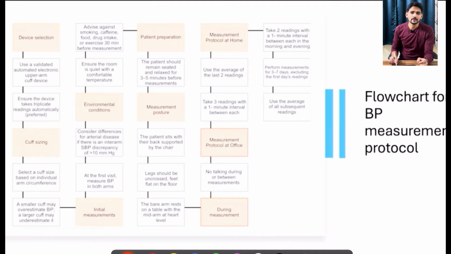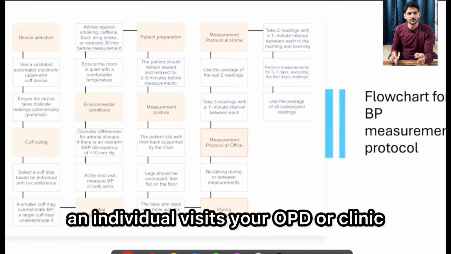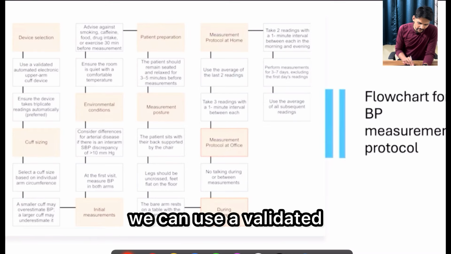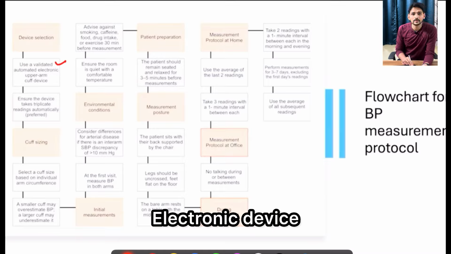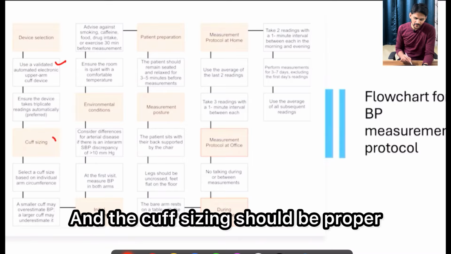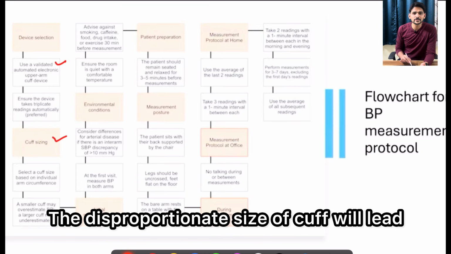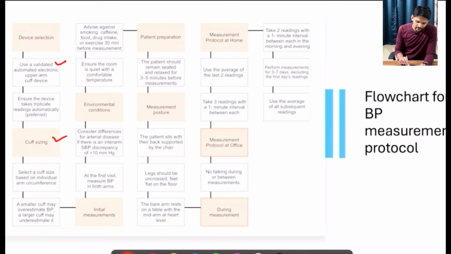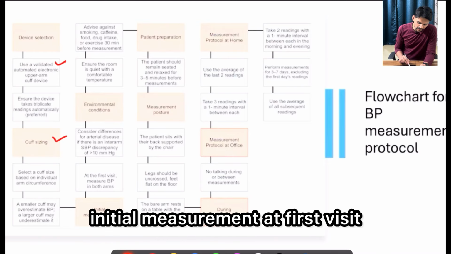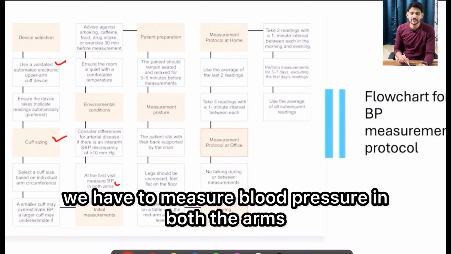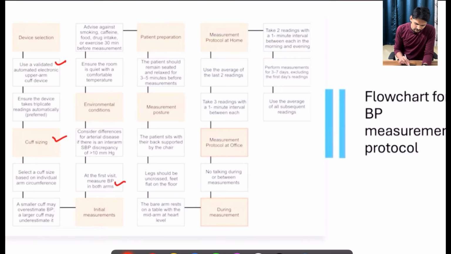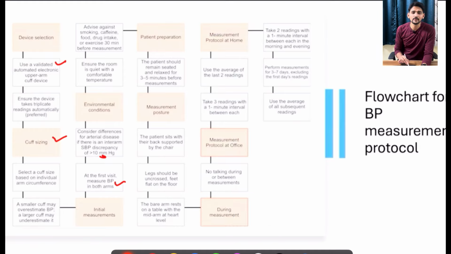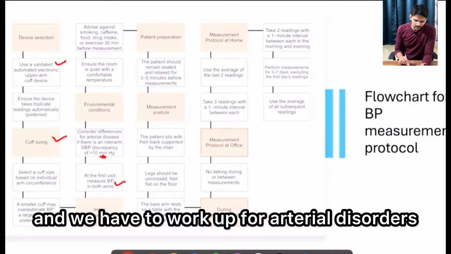And whenever an individual visits your OPD or clinic, what are the things we have to follow when measuring blood pressure? We can use a validated electronic device and the cuff sizing should be proper, because a disproportionate size of cuff will lead to abnormal blood pressure readings. So this point should be taken care of. Then, at the initial measurement at the first visit, we have to measure blood pressure in both arms. Suppose there is any discrepancy of more than 10 mmHg, we have to take it as abnormal and work up for arterial disorders.